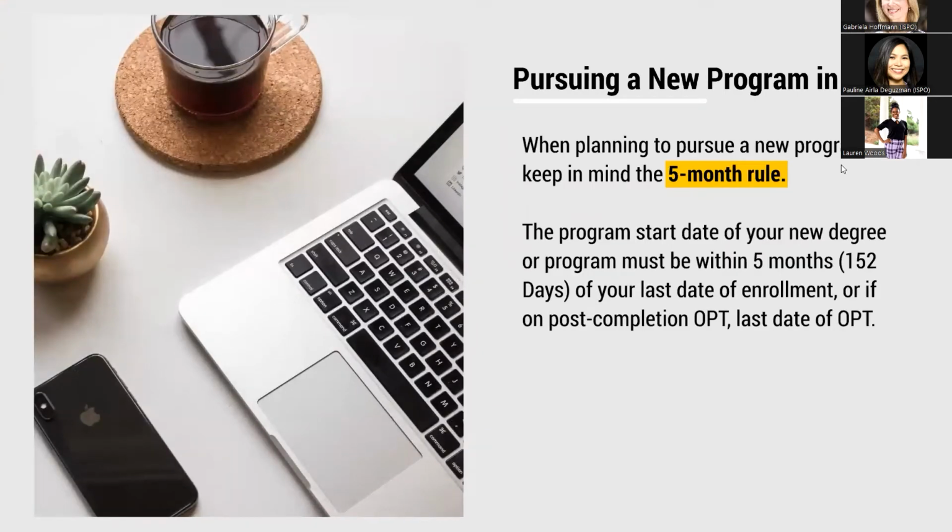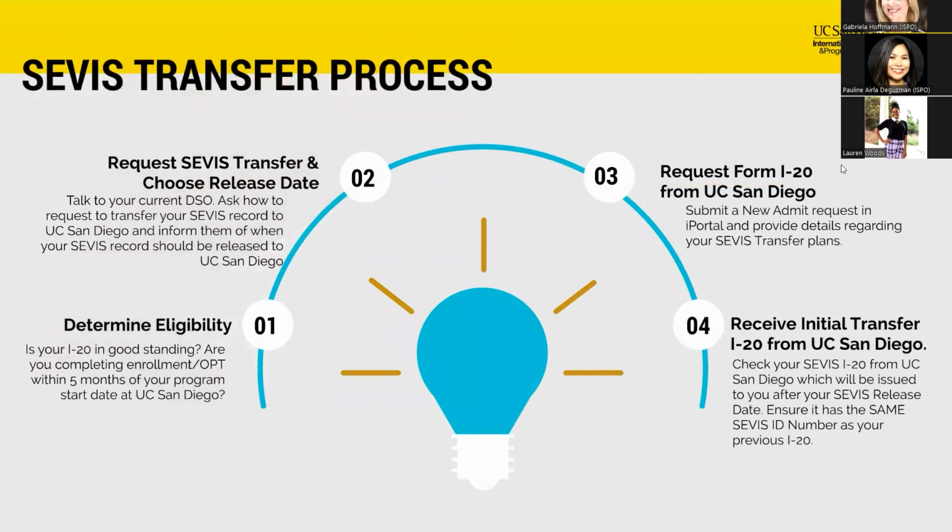Okay, so we referenced earlier the 5-month rule. It's important to remember that your new program at UC San Diego must be within 5 months of last day of enrollment or last date of OPT. So once you've met the requirement of the 5-month rule, you know that you are within 5 months of your new program here at UC San Diego.